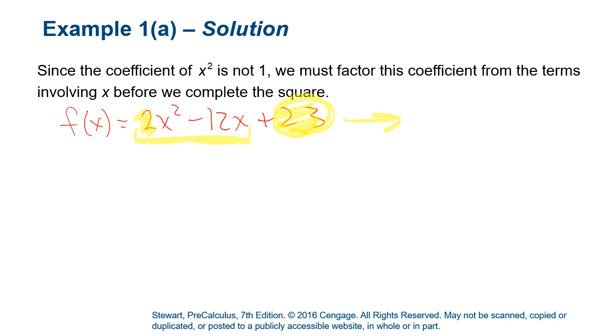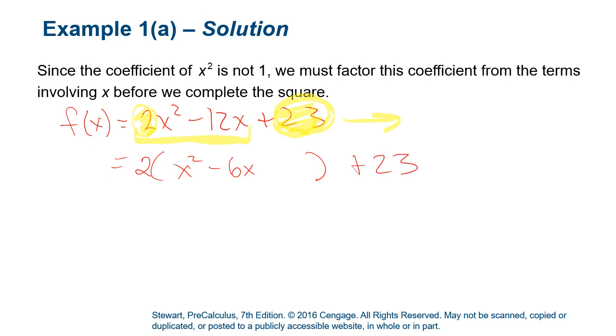So let's look at the setup again. We want to get a 1 in front of this x squared. Now, there's a couple of ways we can do that, but when it comes to working with functions as opposed to equations, what we're going to do is we're going to factor that 2 out, giving us x squared minus 6x. I'll leave a little space, and then I have this 23 just sitting over here.